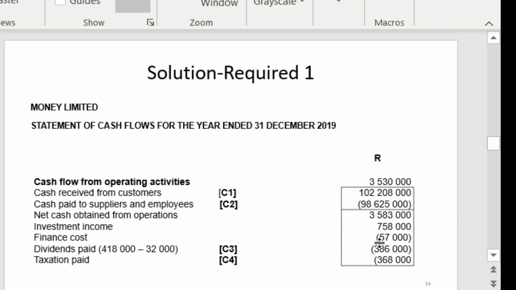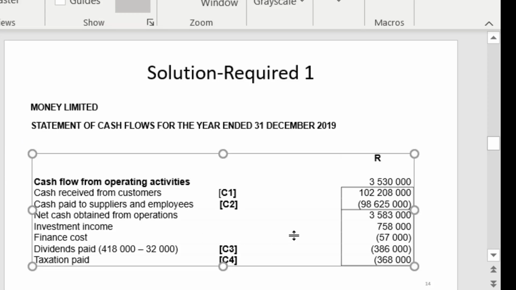These two amounts are given. So if you're writing and you want to earn a quick mark, you didn't need to calculate this information. Once you deal with the structure, you can start by putting these amounts, as long as you know where to disclose them, because cash receipts from customers, we calculated it; cash paid to suppliers, we calculated it.